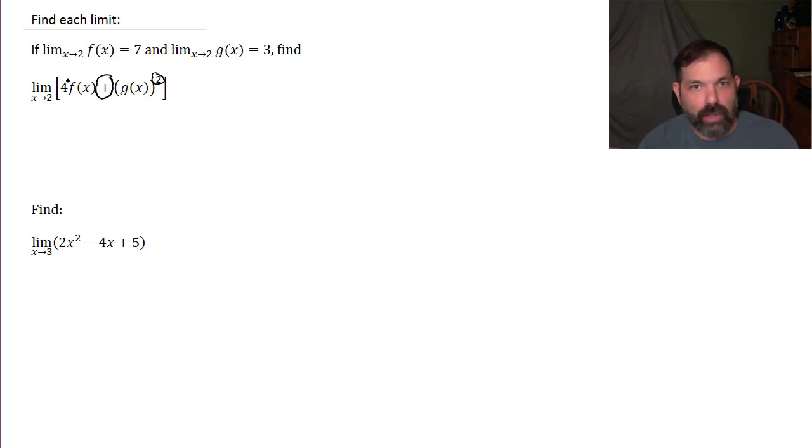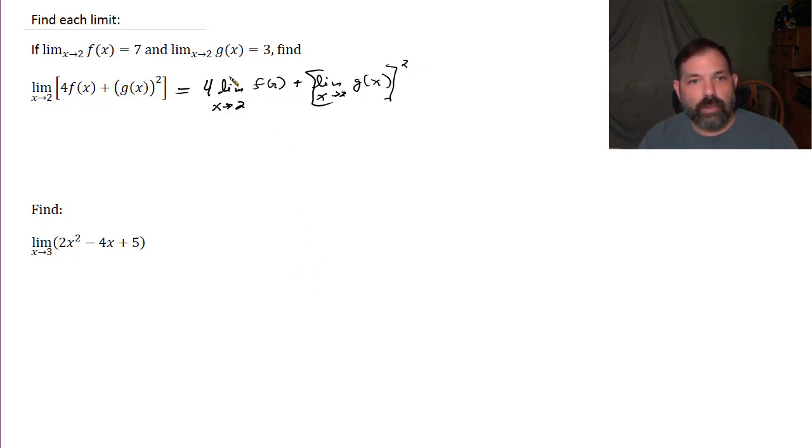And so what I can do is I can write this as follows. This is equal to 4 times the limit with x approaching 2 of f of x plus the limit with x approaching 2 of g of x, squared. Now the limit with x approaching 2 of f of x has been defined as 7. The limit with x approaching 2 of g of x has been defined as 3. So this is 4 times 7 plus 3 squared. Simple arithmetic now, that's 28 plus 9, 37.